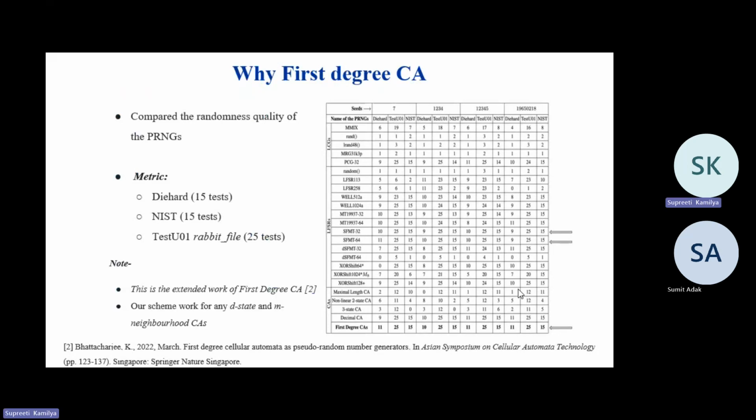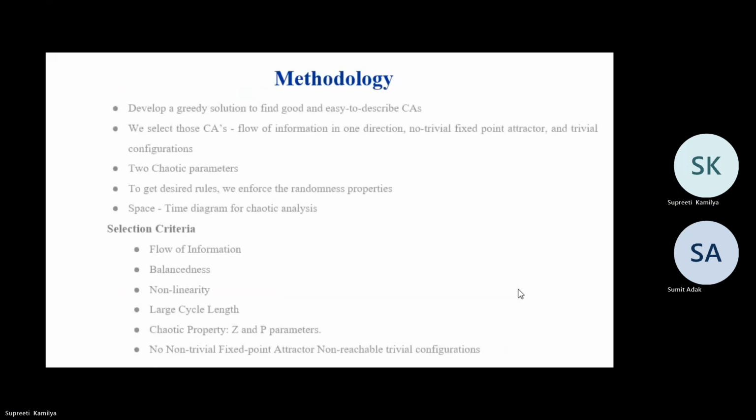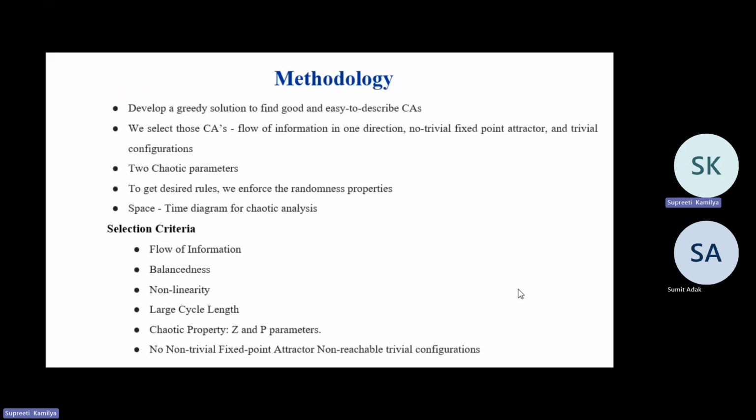We can note that this work is an extension of the first degree CA work introduced by Kamalika ma'am. So our scheme works for any D states and M neighborhood of the CA. In this work, as I told, we use two chaotic parameters, and based on them we use the space-time diagram for chaotic analysis.